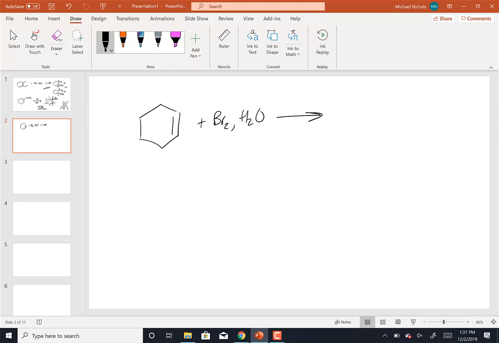Think about stereo. Think about your stereochem or your selectivities.